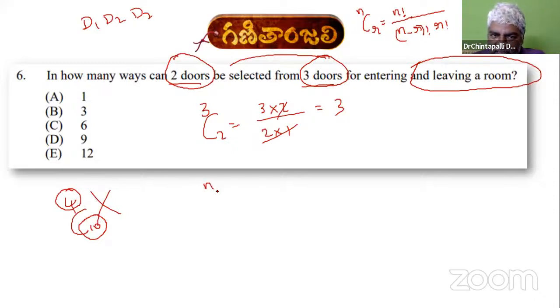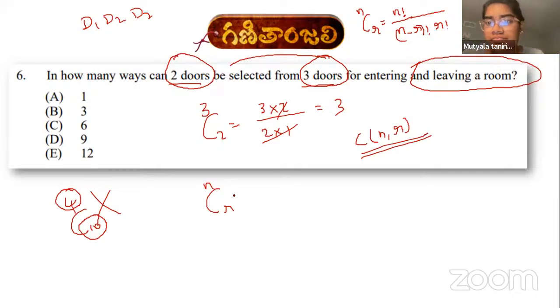So in the symbol NCR, some others use the symbol C of N comma R for typing convenience. In typing, it is not easy to type NCR like this. That's why some books use this symbol. This is also NCR.